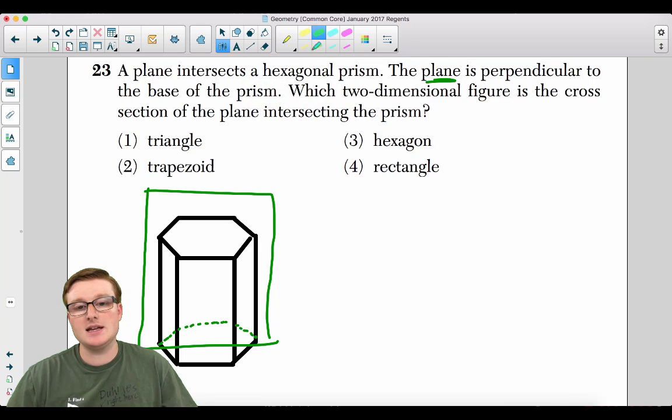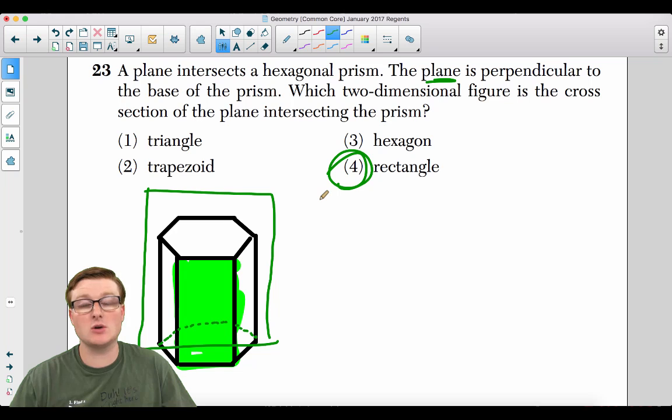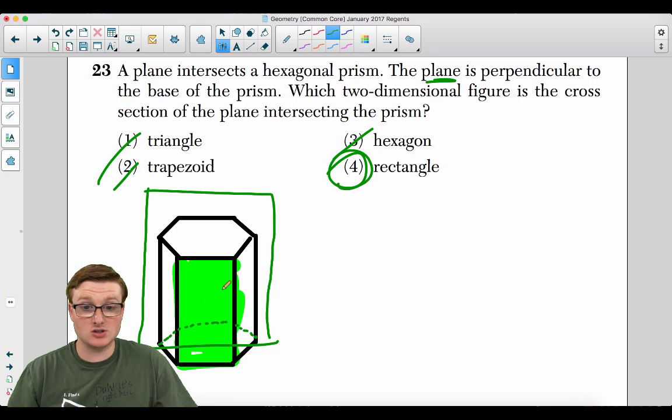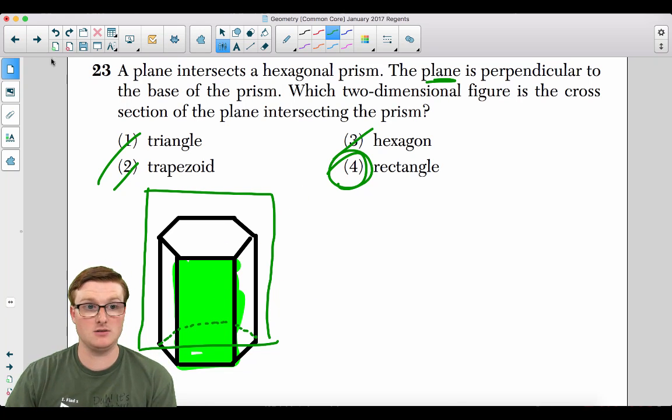Ladies and gentlemen, it is the face of the hexagonal prism. What figure is that? That's a rectangle. So therefore, it is going to be choice 4. Triangle, trapezoid, and hexagon make absolutely no sense. The cross-section would be a hexagon if the cross-section was horizontal, meaning parallel to its base. This is saying perpendicular to its base. So it has to be a rectangle.